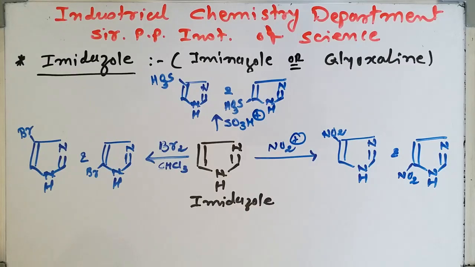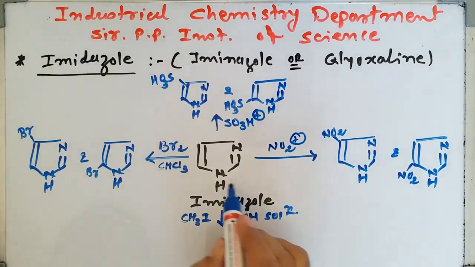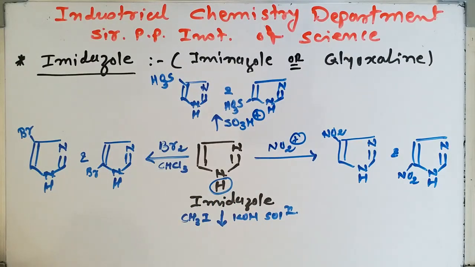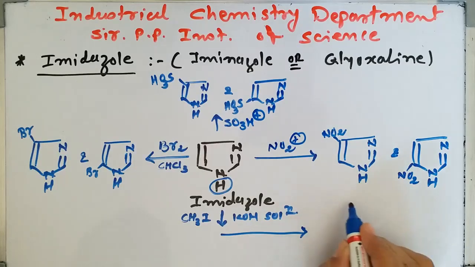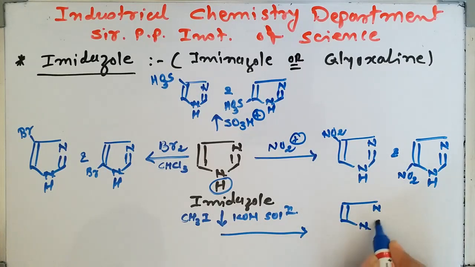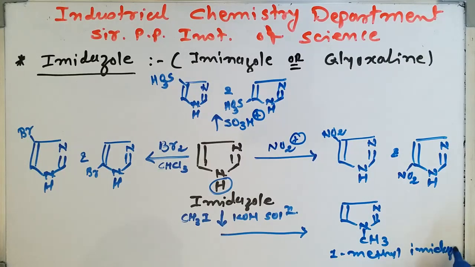Alkylation takes place. Alkylation of imidazole in the presence of KOH solution, a basic solution, with methyl iodide, CH3I, substitutes this imino hydrogen with a methyl group, and we get 1-methyl imidazole. These are very important chemical properties.